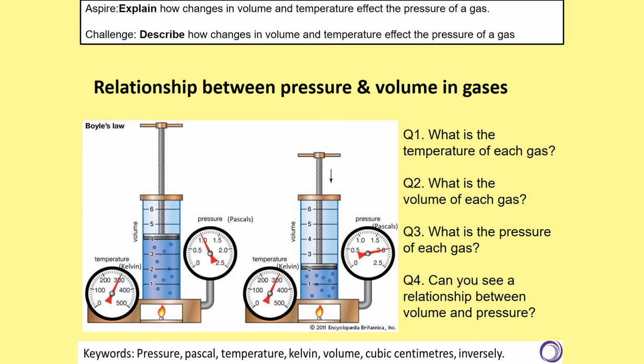Okay, so if we look at the gauges, what is the temperature on each side? Well, this time it's Kelvin, but it's 300 Kelvin in both circumstances. So both of them say 300 Kelvin. What is the volume of each gas?